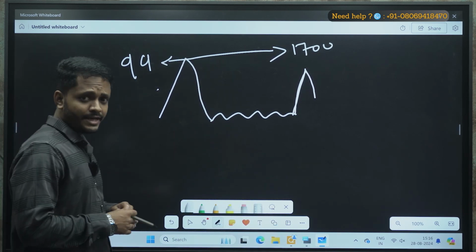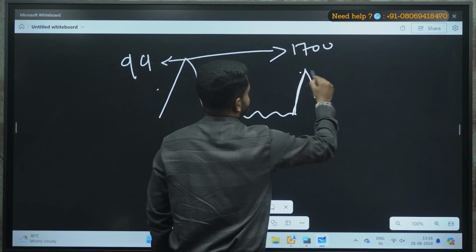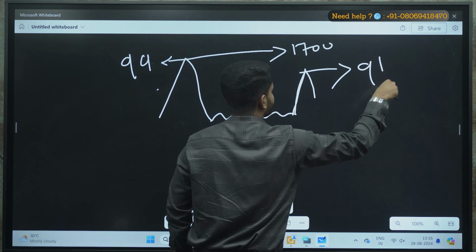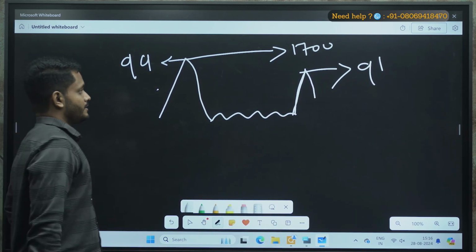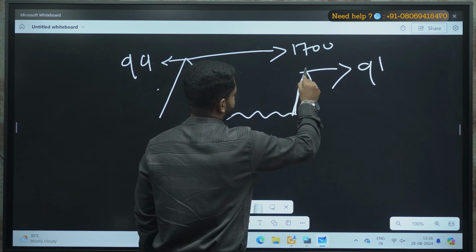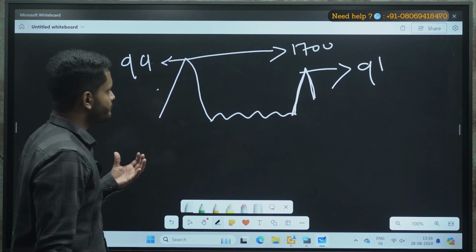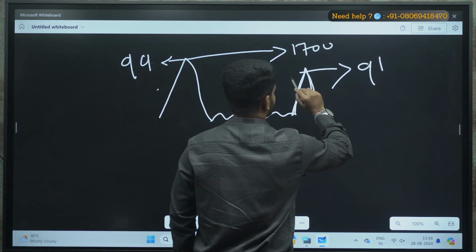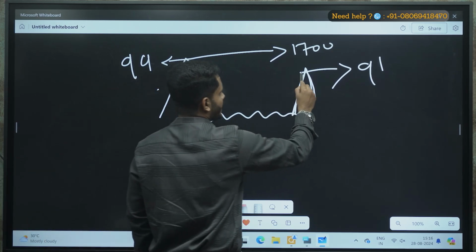It can be either 90, 91, 92, whatever. Okay, so let's consider this as 91. Now, what does this mean? Say for example, let's look at it from the exam context. So let's say this is 91 percentile. So this student has scored 91 percentile.